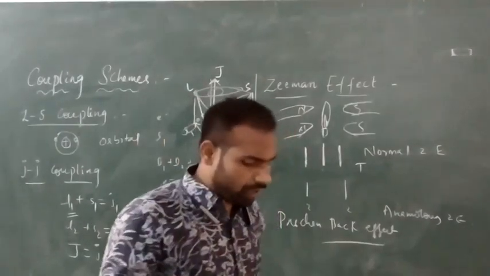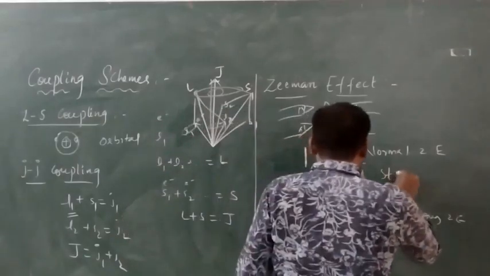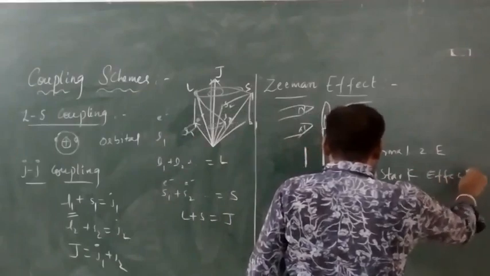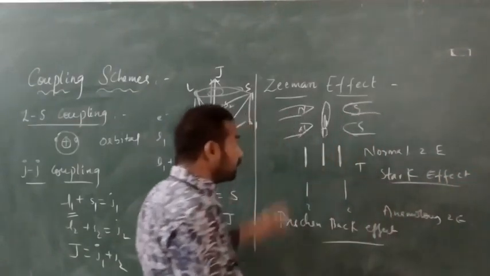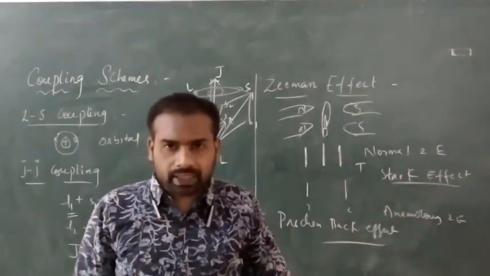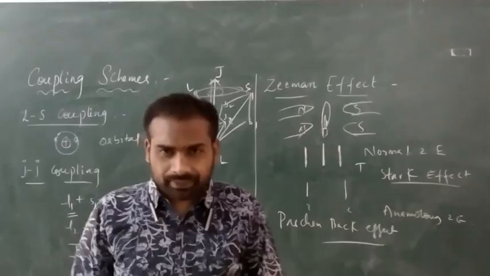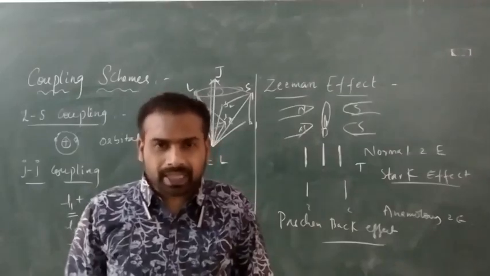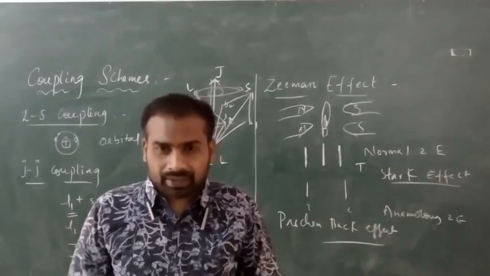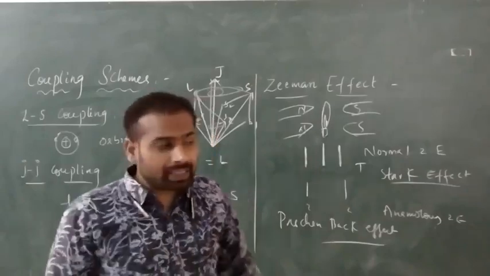Next, after this, we have the Stark effect. After many years of the discovery of the Zeeman effect, the Stark effect was discovered. So, what is Stark effect? The Stark effect is nothing but when the source of light is placed in an electric field, the spectral line will be split into a number of lines.